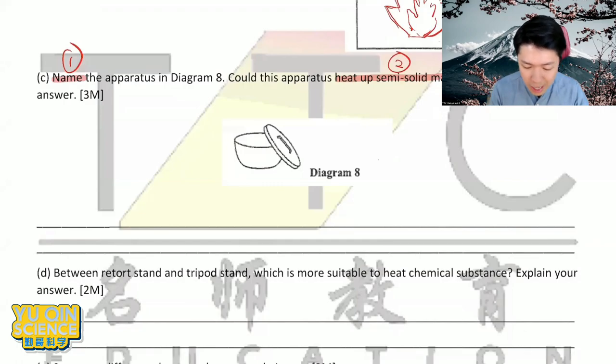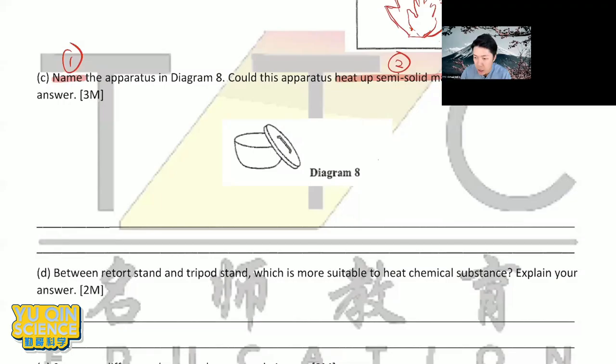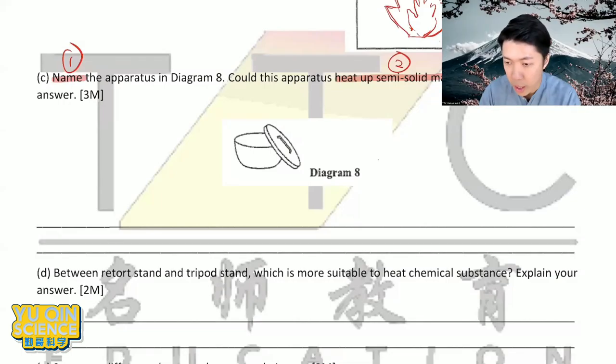So first, answer the name. It's called crucible. Okay, so I'm going to show you everybody. Number one, it's called crucible, with lid, there's a cover on top. Number two, can this apparatus heat up semi-solid? Straight away, you say no.